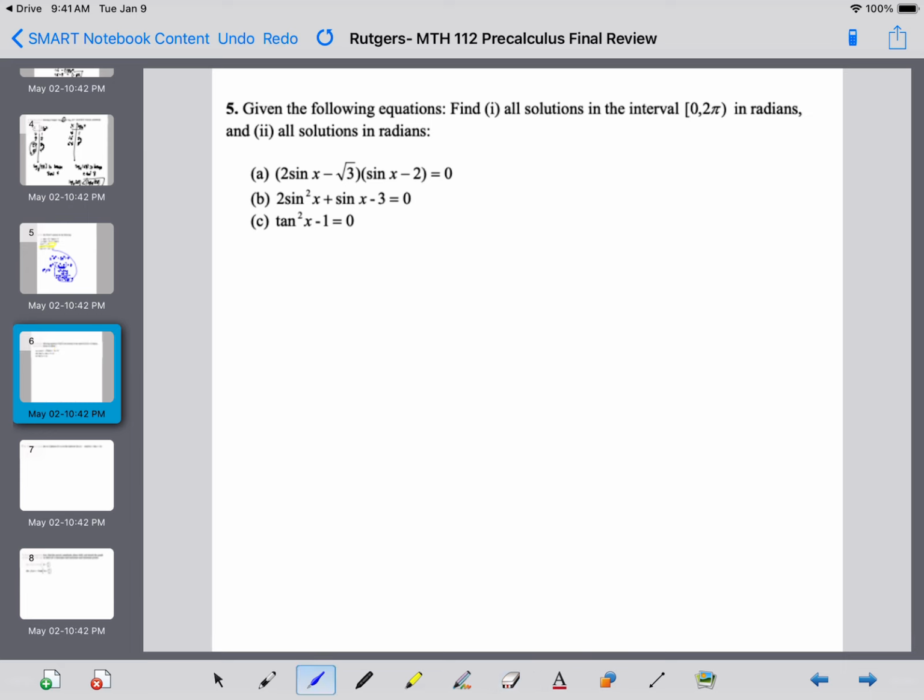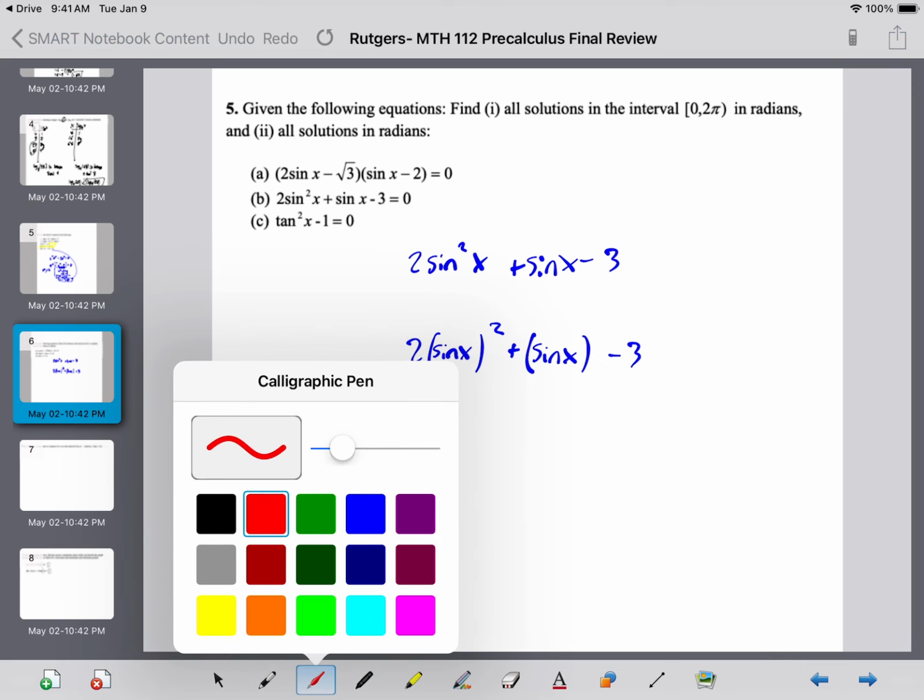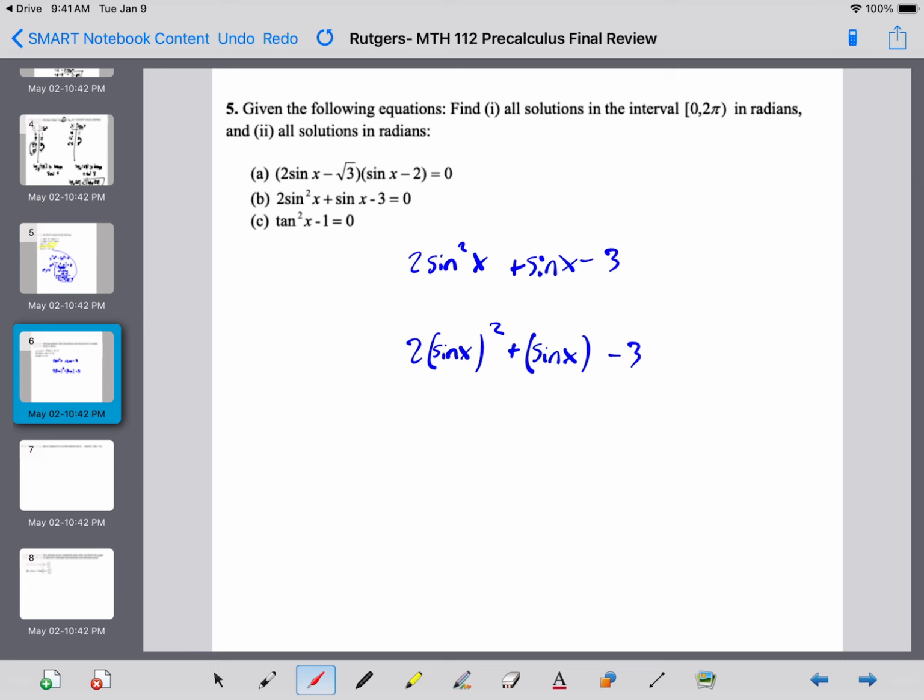So now I have 2 sine squared of x plus sine x minus 3. It might help you to think about it like this: 2 sine x squared plus sine x minus 3. Or it might help you to label it as, let's say, u equals sine x. You really don't have to do this if you're comfortable dealing with just the sine x, but it will look a lot more like a quadratic if you substitute a single variable.